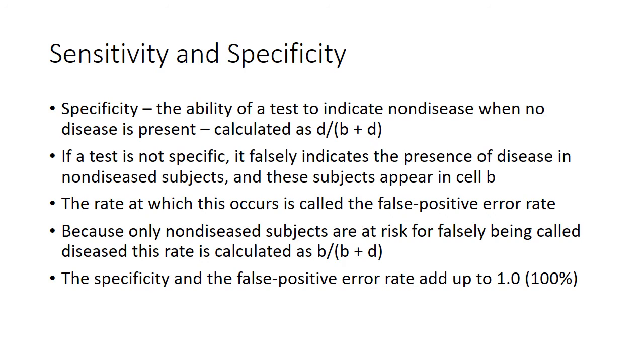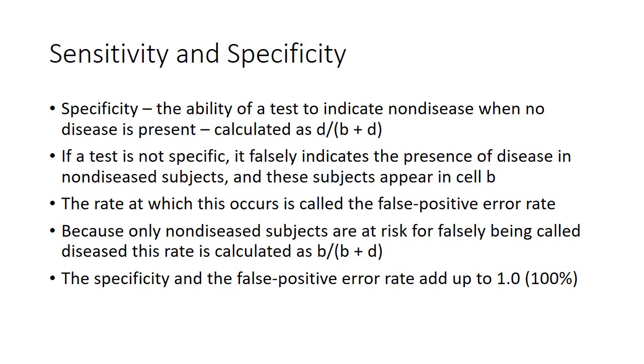Looking at this, your false positive error rate is the number of individuals who the test said had disease when they actually didn't, divided by the denominator of all the people who did not have the disease. So B divided by B plus D. And again, as we saw with sensitivity plus the false negative error rate, false positive error rate plus specificity should add up to 1.